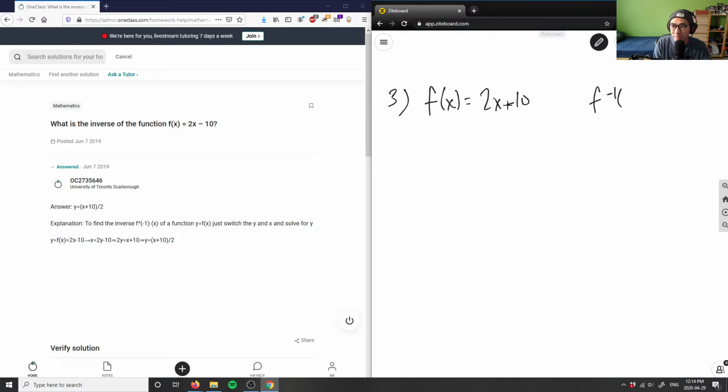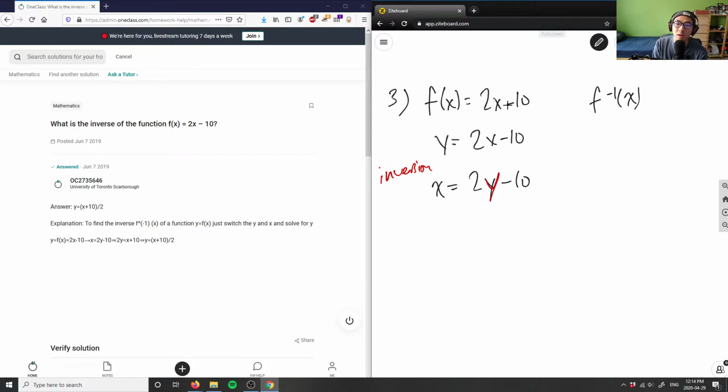If I were to find the inverse, what I would simply do is change f of x to y. So now it's y equals 2x minus 10. I'm going to have to swap the x and the y terms. So this y would become x, and this x would become y. So I have x equals 2y minus 10, and then I would use algebra to figure out what my new y is. Now this is my inverse.